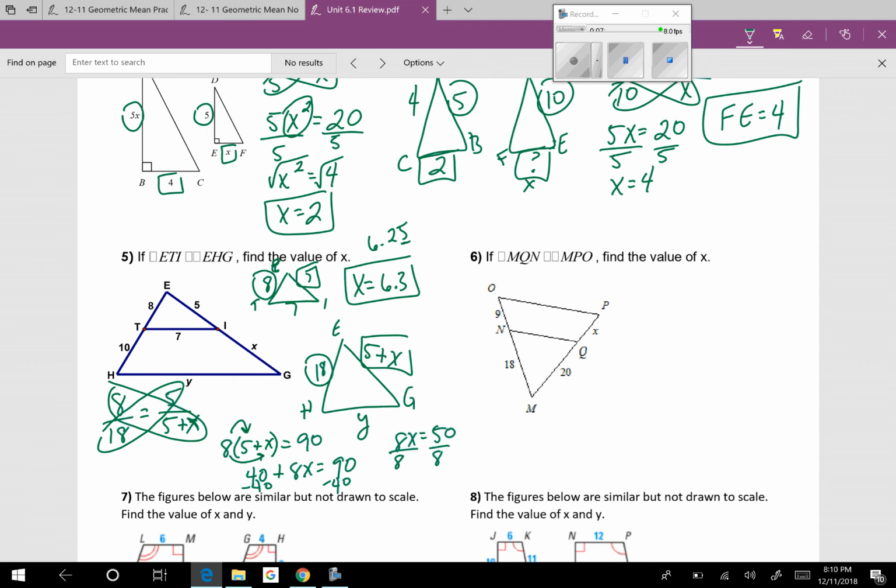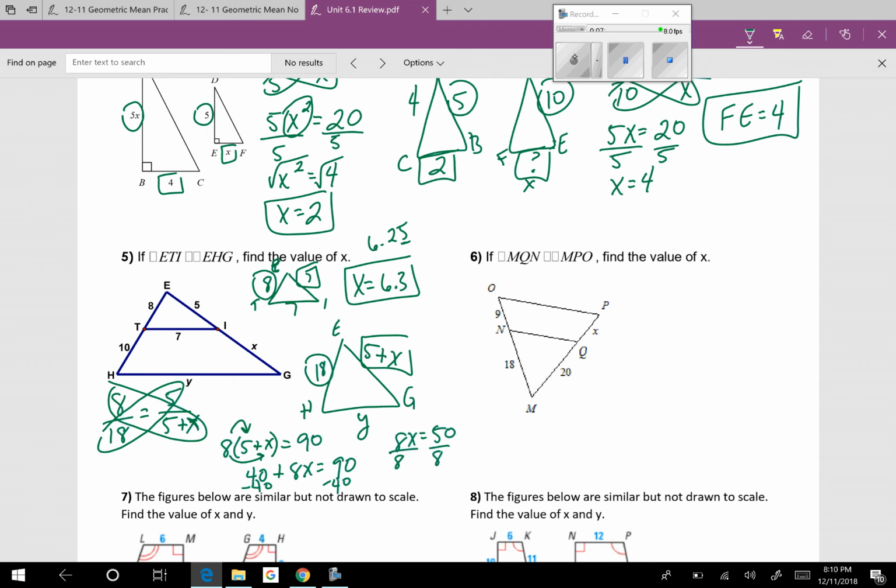All right, now this one here. It says triangle MNQ is similar to triangle MPO. Or I'm sorry, MQN is similar to MPO. Find the value of x. So x is this part right here.